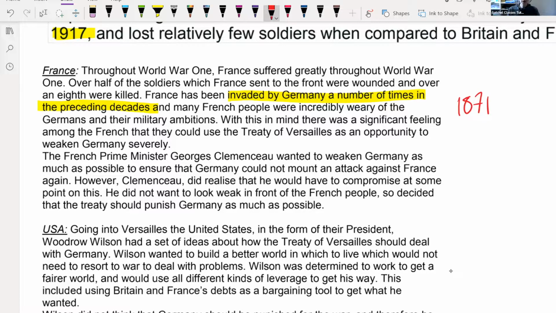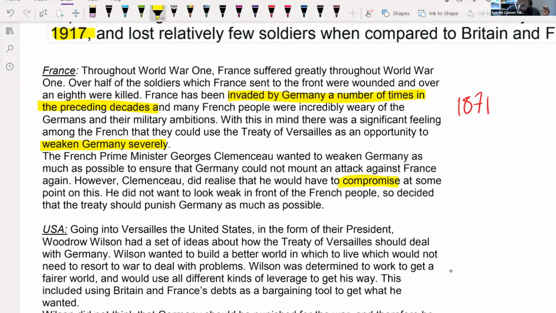So in Clemenceau's opinion, in terms of what France thought, they are now fed up of Germany attacking them. So it's happened in 1871, it's happened in 1914, and Clemenceau wants to weaken Germany so much that there's no way that they can attack France again. So they are wary of Germans and their military ambitions, and they wanted to weaken Germany severely, as much as possible, so that they could not attack France again.